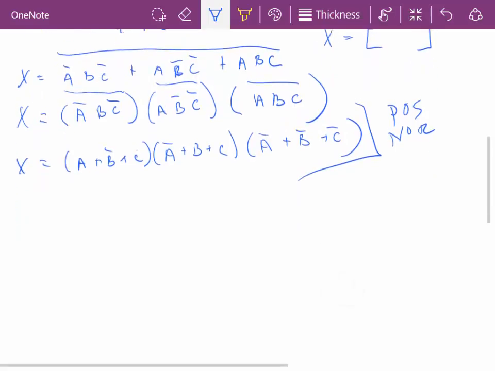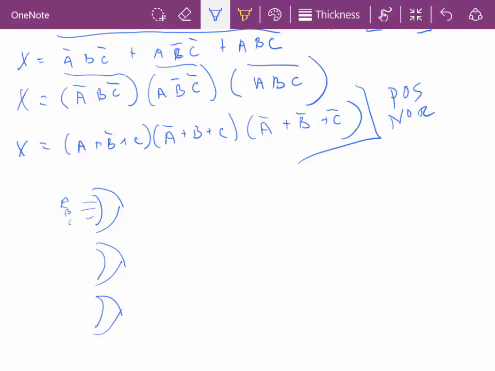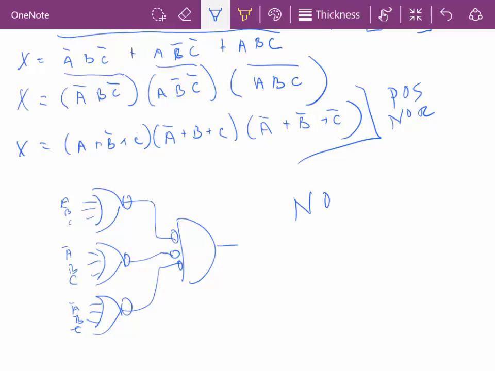So now our function is going to be 3 NOR gates. I'm drawing it as ORs right now with A, B naught, C, A naught, B, C, A naught, B naught, C naught. Right here, we then do this, and this is now a NOR gate configuration.